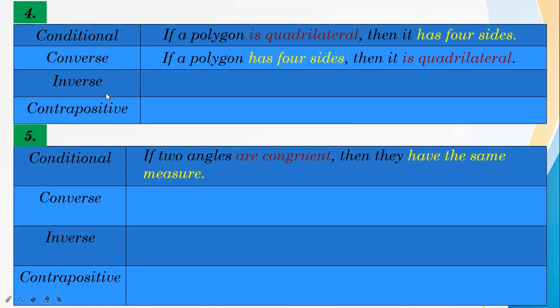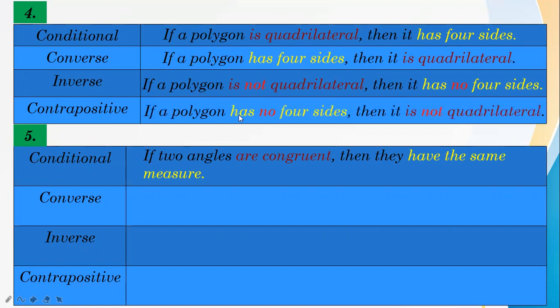And how about the inverse? So insert the word not using the conditional statement. If a polygon is not quadrilateral, then it has no 4 sides. How about the contrapositive? If a polygon has no 4 sides, then it is not quadrilateral. So we have the contrapositive statement.